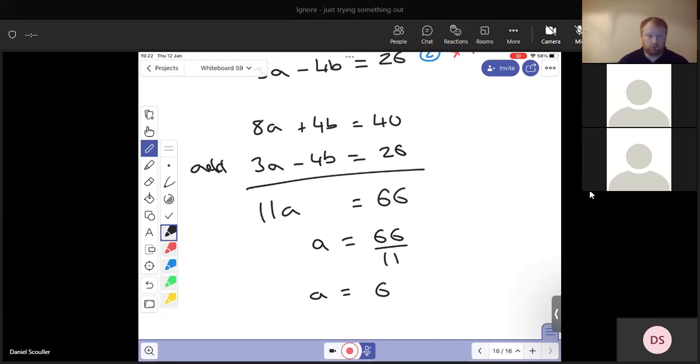So how do you know when to add or subtract? Because I just went to subtract it, and it didn't work. It's what these symbols are here. Right. So if the top ones are positive and the bottom ones are positive, then you need to subtract the terms. If the top one is a positive and the bottom one's a negative, then you need to add them together.